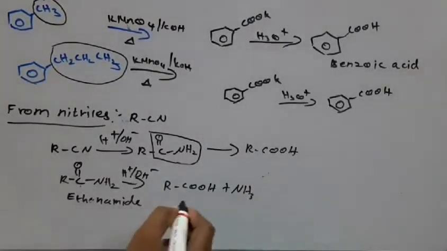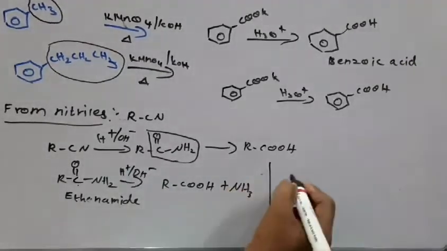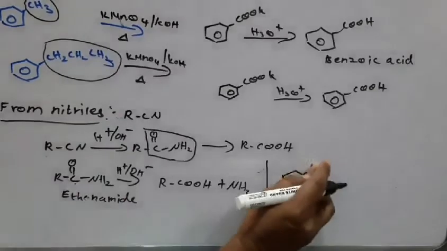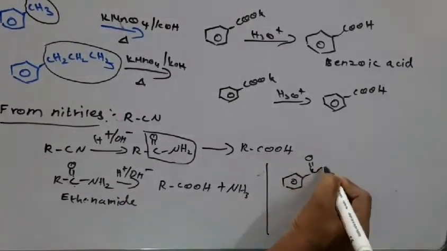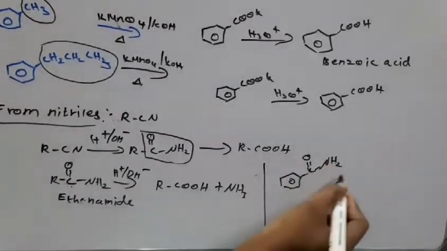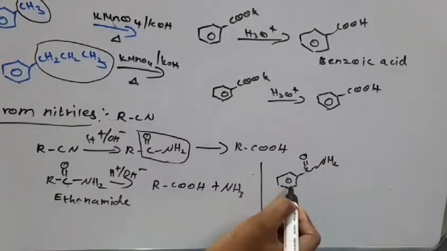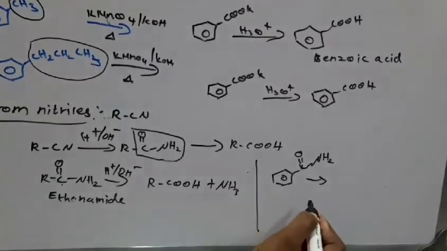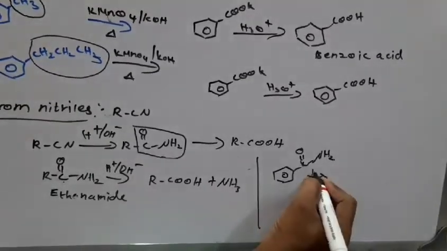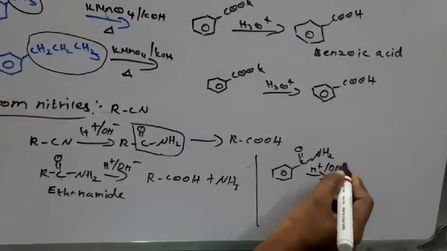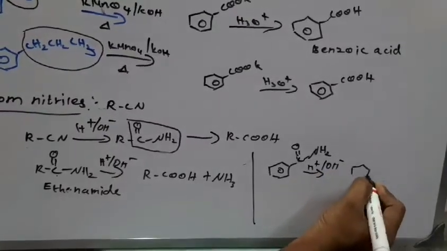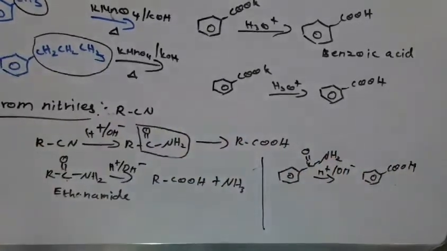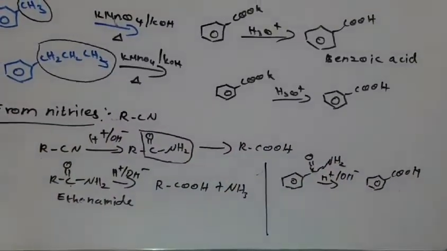Suppose benzamide, let me take here, C6H5 CONH2. This amide group is present on the benzene ring, so we may call this benzamide. This benzamide in the presence of acidic medium or base medium produces acid, benzoic acid. This is from nitriles or from amides.